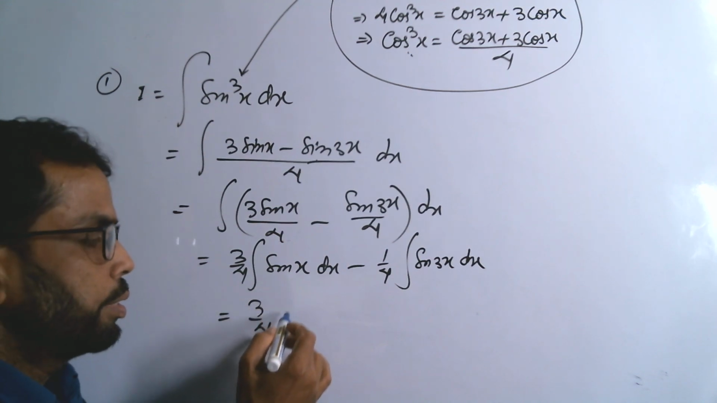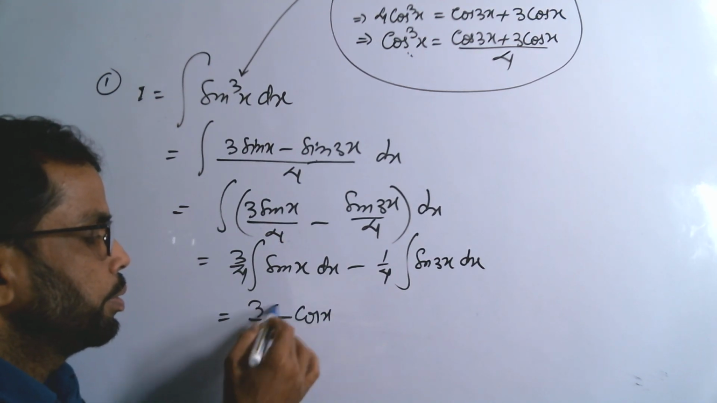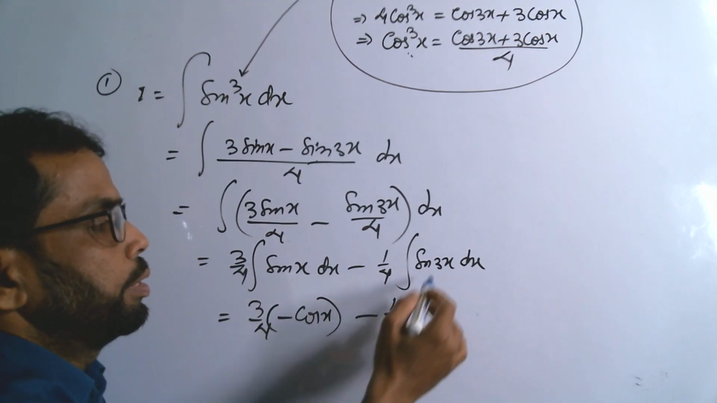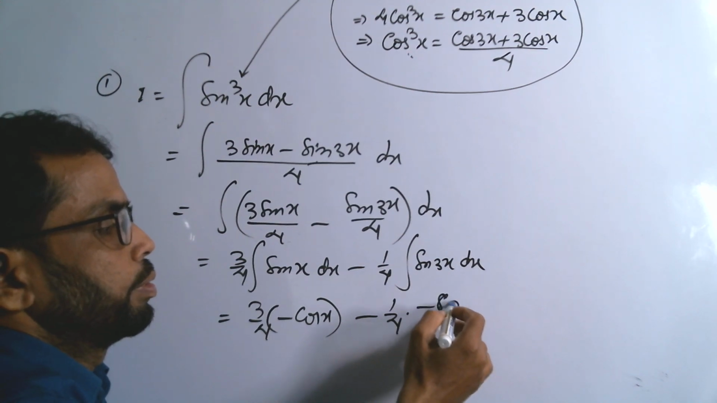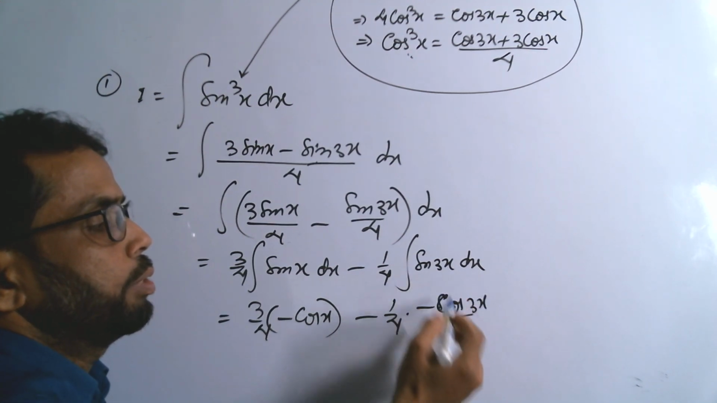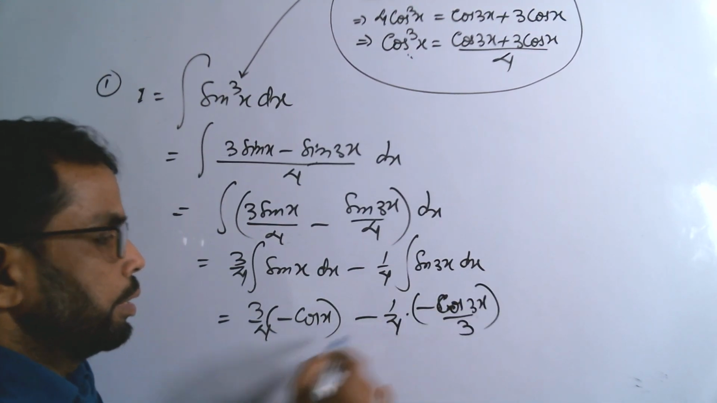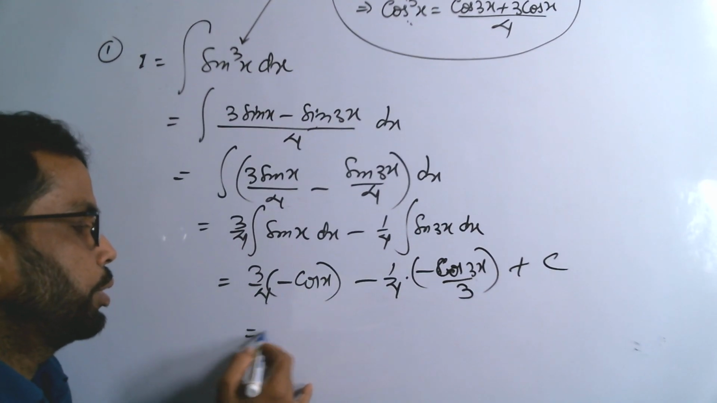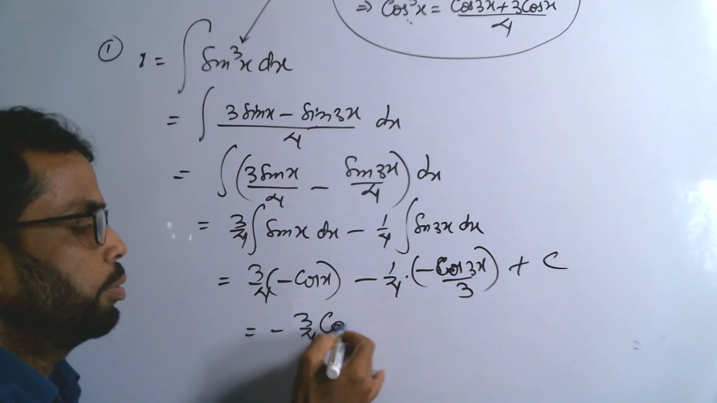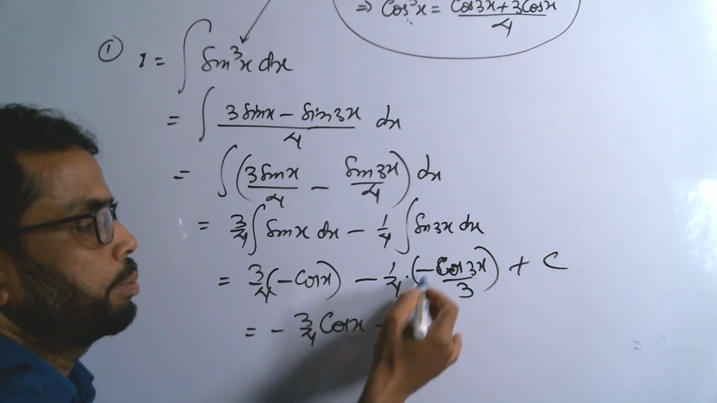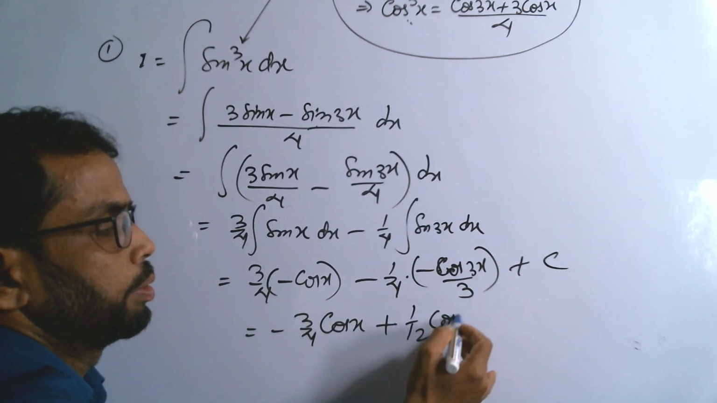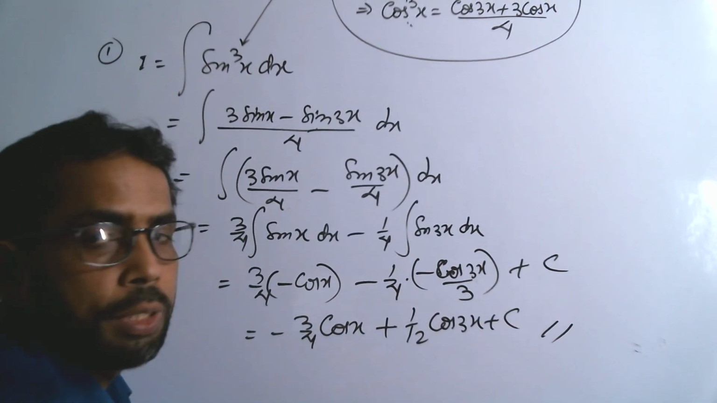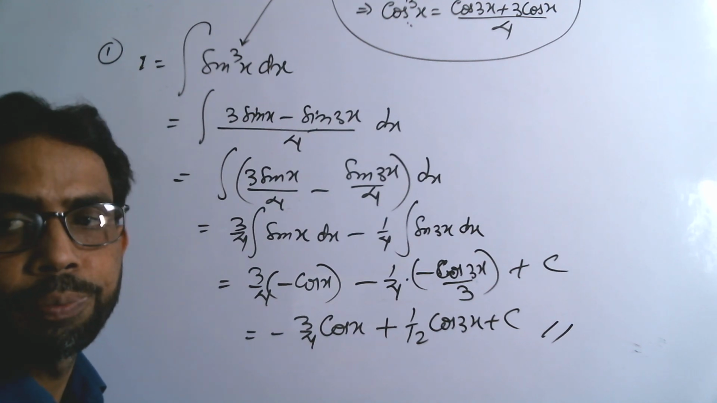Integration of sine is minus cos, keep bracket. Integration of sine is again minus cos, divided by coefficient of x, that is 3. Integration is over, we have to write plus constant c, and then we can write one more step, that is minus 3 by 4 cos x plus, minus minus plus, 1 by 12 cos 3x plus constant. So the integration is done.